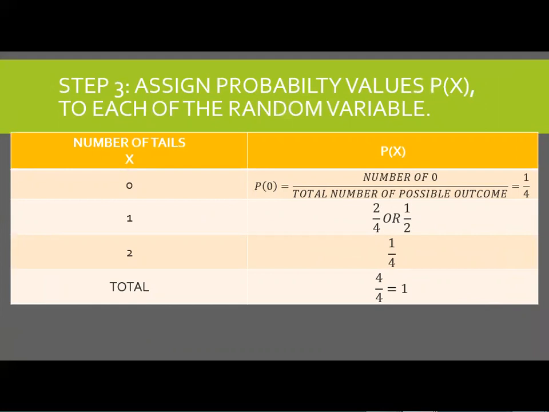Now, kindly remember this one. Whenever you assign probability values, the total probability value should be equal to 1. Not more than 1, not less than 1, but equal to 1. Otherwise, your probability distribution is not a probability distribution. All right. So I hope you remember that one. So this is the probability distribution now. You only have 3 steps in making this one.